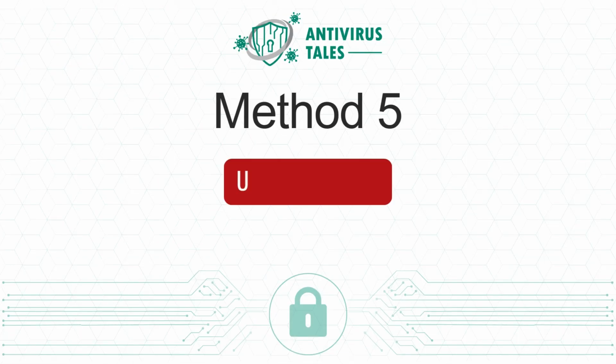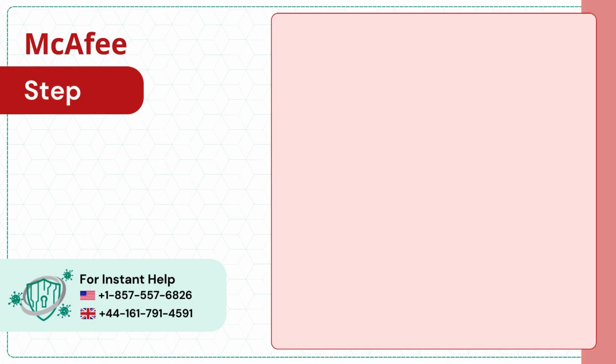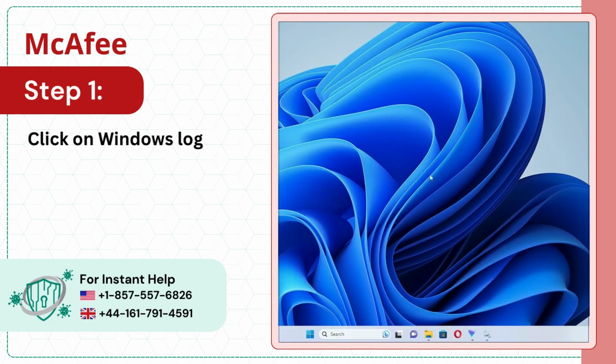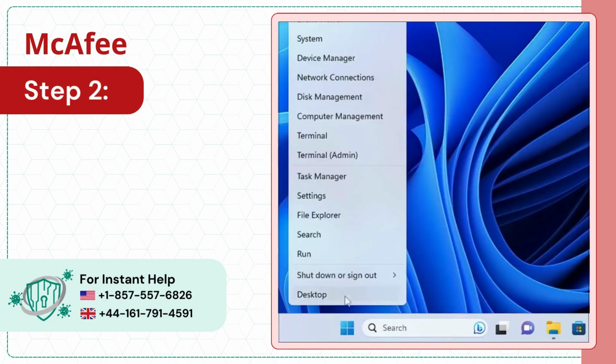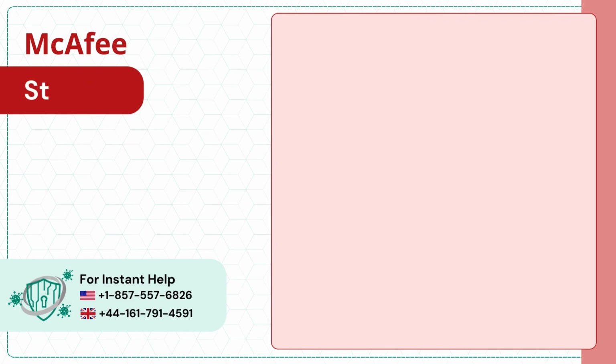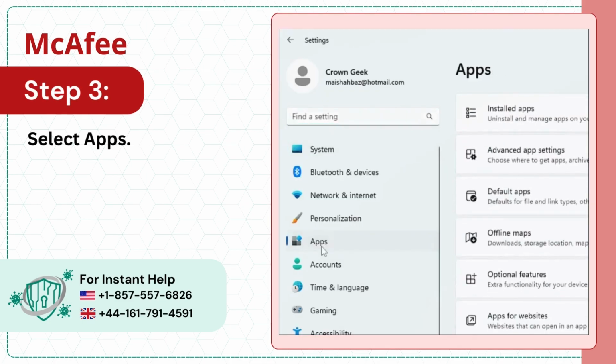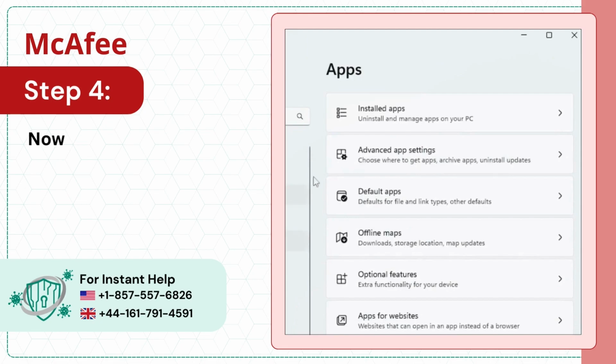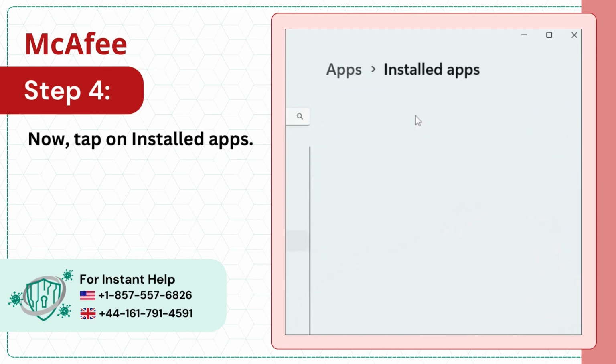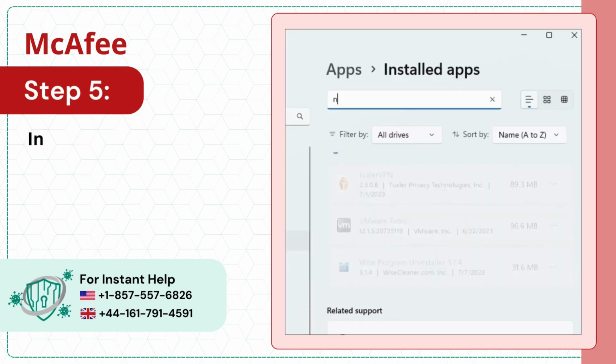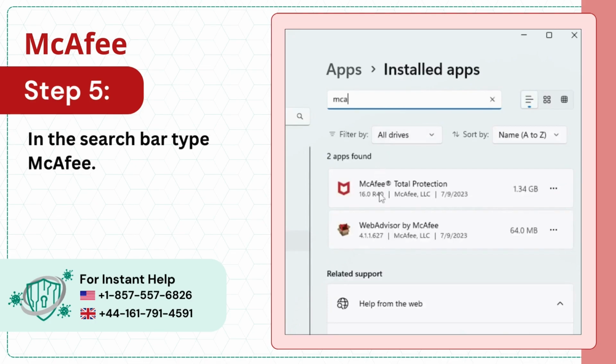Method 5. Uninstall McAfee. Step 1. Click on Windows logo. Step 2. Tap on Settings. Step 3. Select Apps. Step 4. Now tap on Installed Apps. Step 5. In the search bar type McAfee.